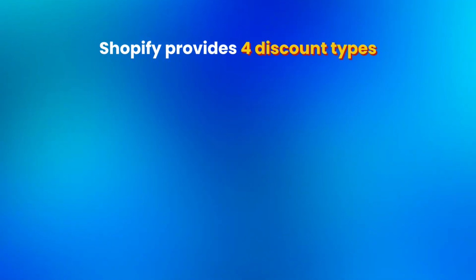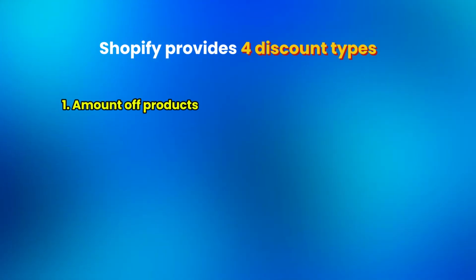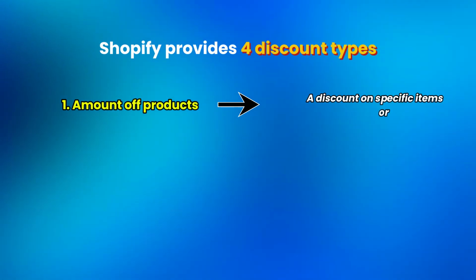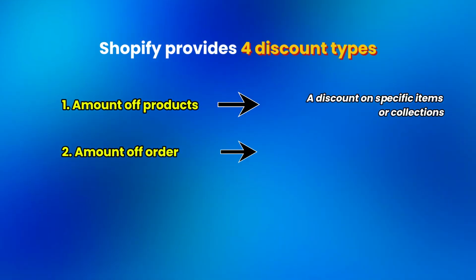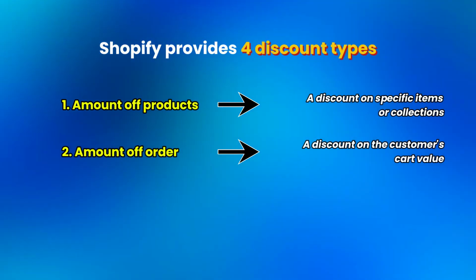Today I'll show you how to create discounts on your store using Shopify's built-in feature. Shopify actually supports 4 different discount types. Let me break them down. First is the amount off products. This lets you offer either a discount on specific items or collections. Second, it's the amount off order. This takes a discount on the customer's entire cart total.